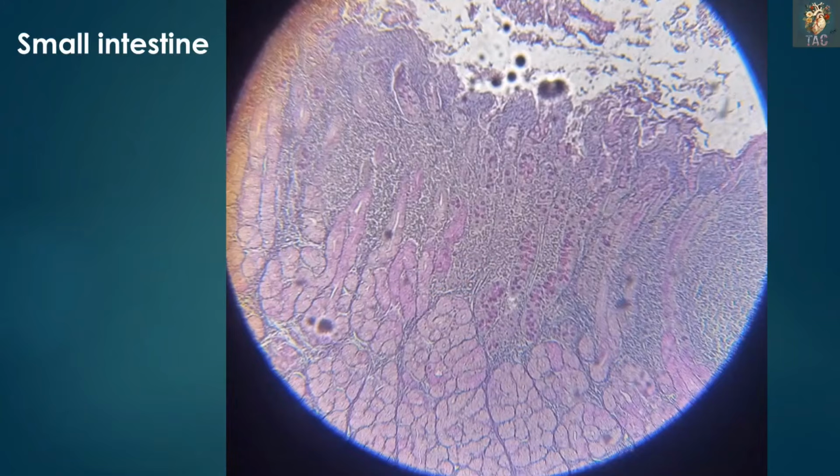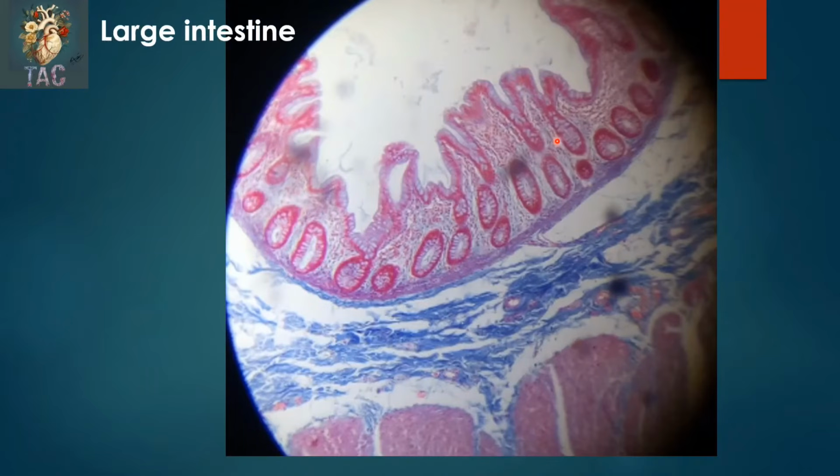So this is the slide of the duodenum. Again, you can see now this is a different slide. This is a slide of the large intestine. The point to differentiate it from that of the small intestine is the surface. So you can see over here that this surface is flat. There are no villi present at the surface. This surface dips inside to form the intestinal glands.